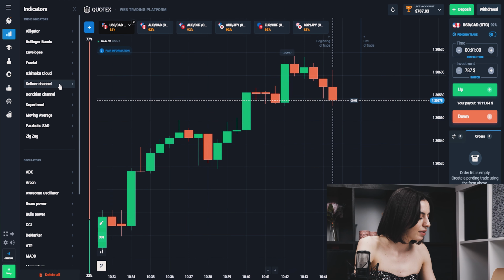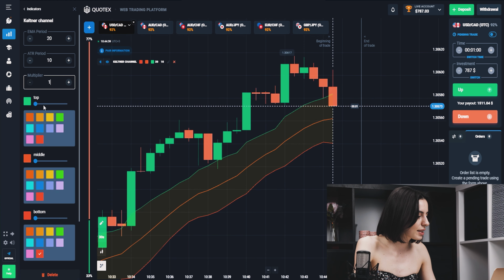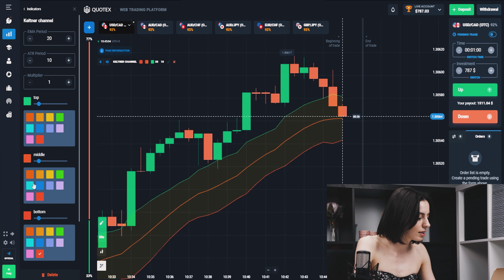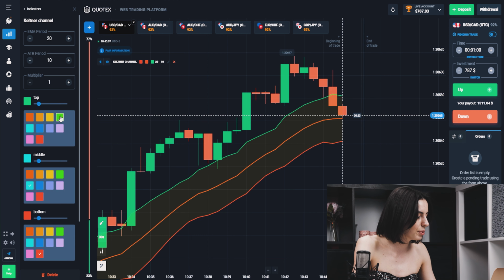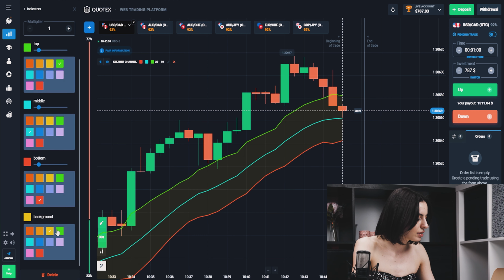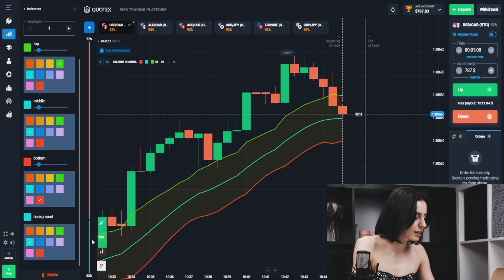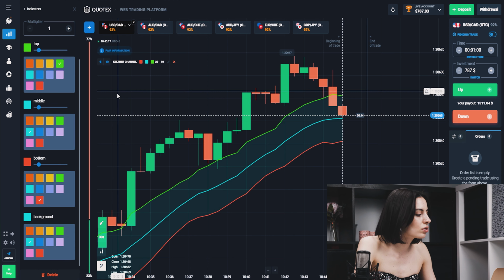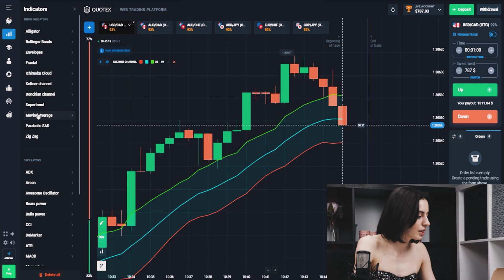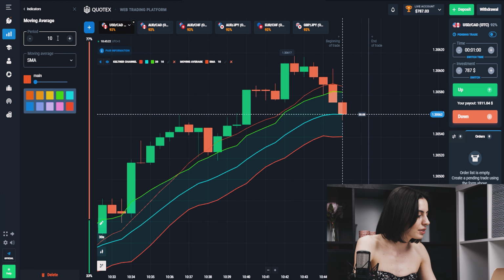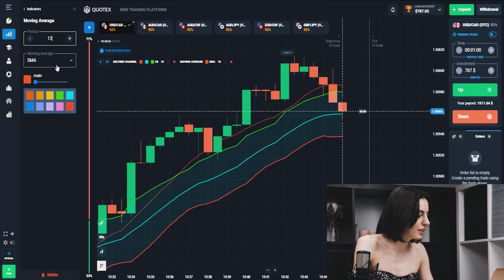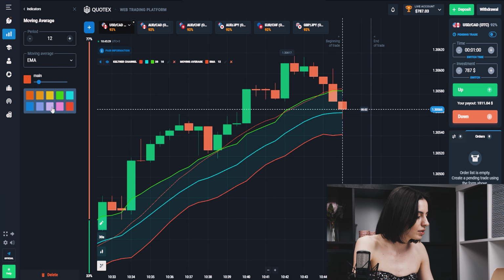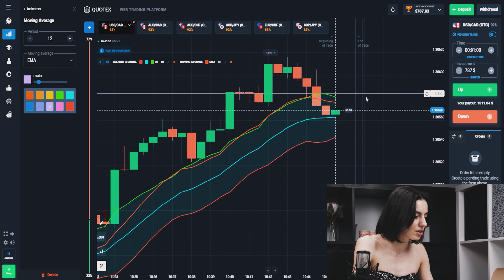Here we are going to change the indicators. First one is going to be the Keltner channel. We are changing all the thickness and colors just for us to be perfectly clear. Here also let's leave it like that. And the second one is, as I told you before, our favorite and classic moving averages. We are changing the period here and choosing EMA. The thickness and all the parameters are set.